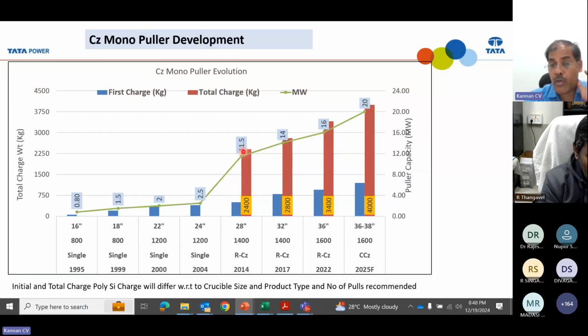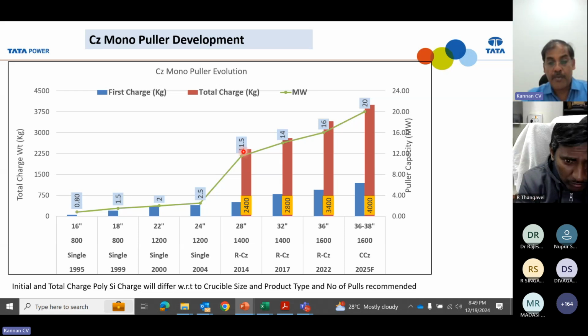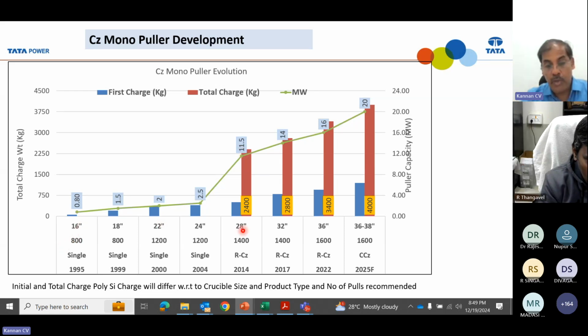So if you want to set up a plant of 1,000 megawatt of ingot manufacturing, earlier you had to set up close to 300 to 400 pullers. Now even fewer than 100 pullers is enough, because the productivity has gone up by doing the recharging process and also increasing the crucible diameter. It was 16 inch, now the crucible diameter has increased to 32, and now a 36-inch crucible, where you can load 3,400 kg of polysilicon.